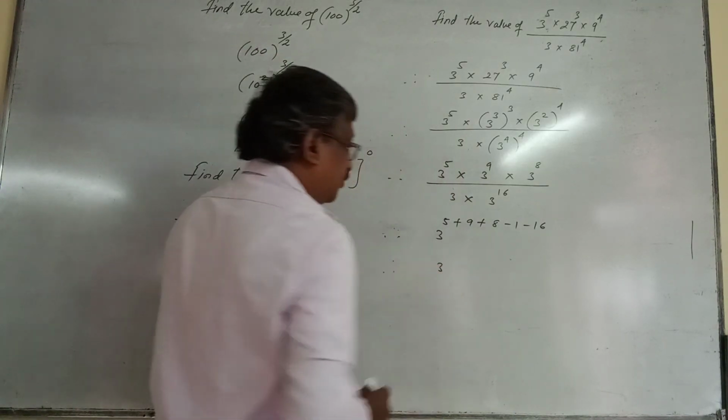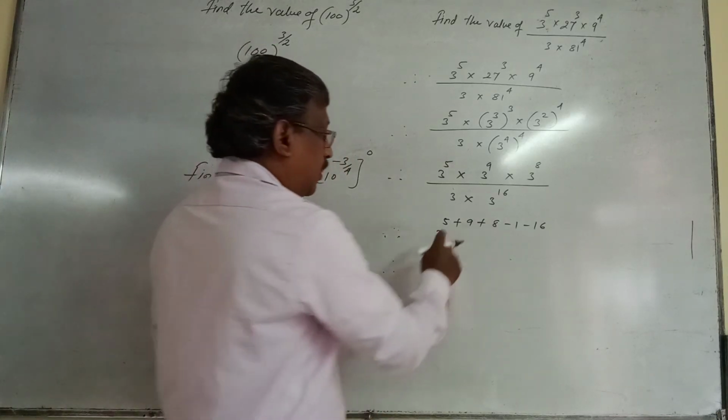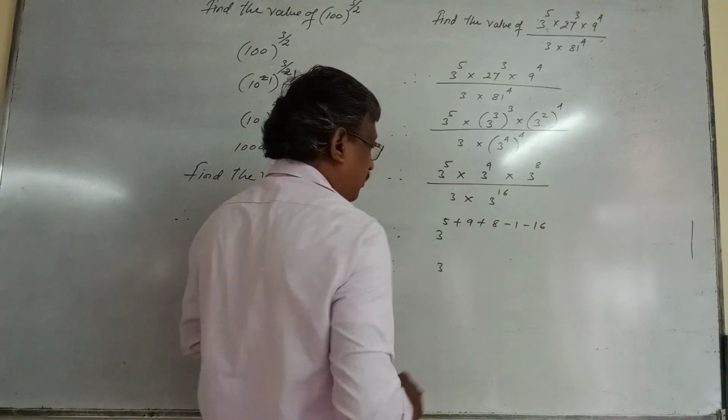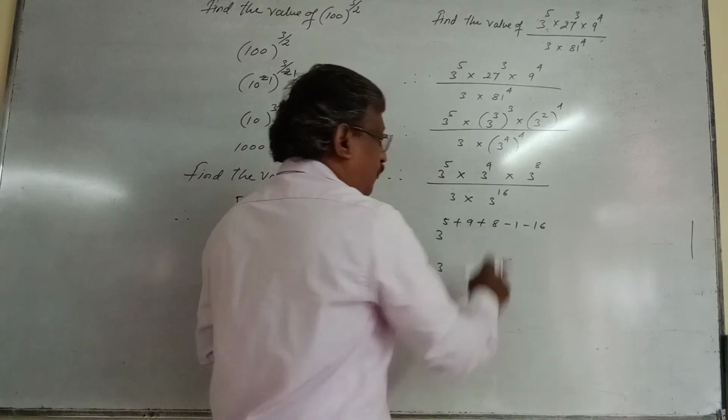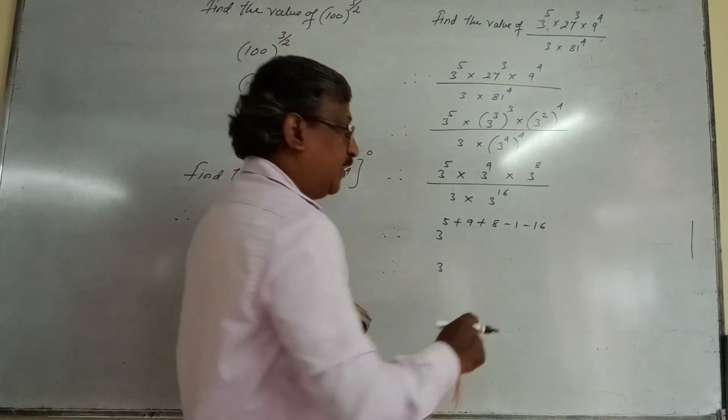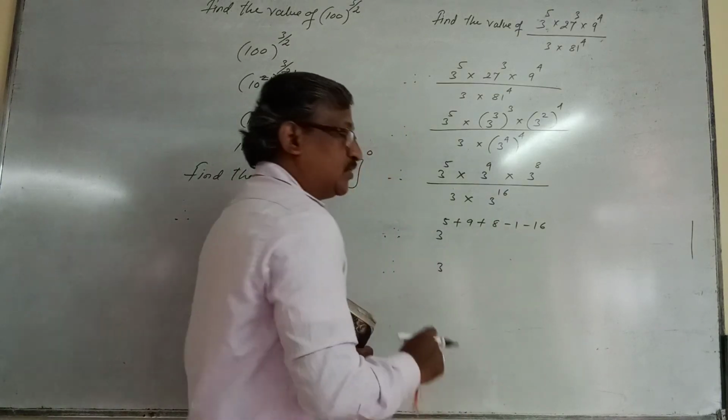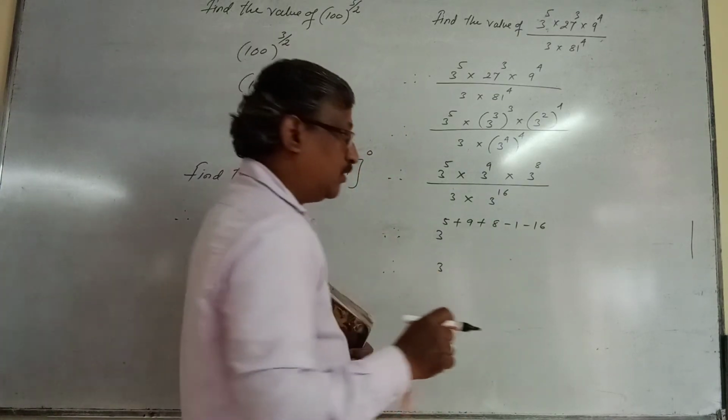Or it is 3 raised to, now solve this, right? Now add these three values, right? So 5 plus 9 is 14. 14 plus 8 is how much? 22. 22 minus 1 is 21.